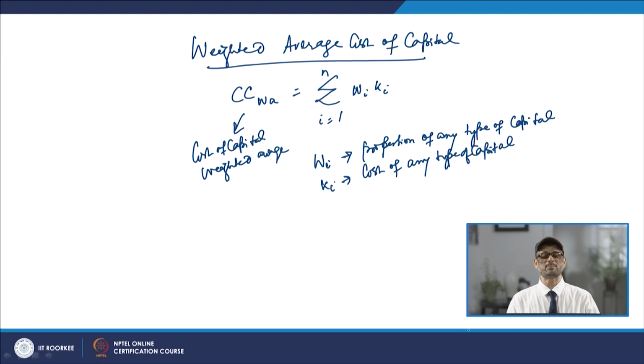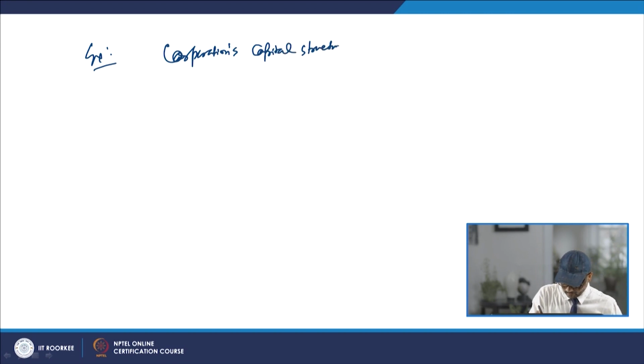That can be understood by an example. Say you have a corporation's capital structure. So, suppose a corporation's capital structure and the individual costs are like this.